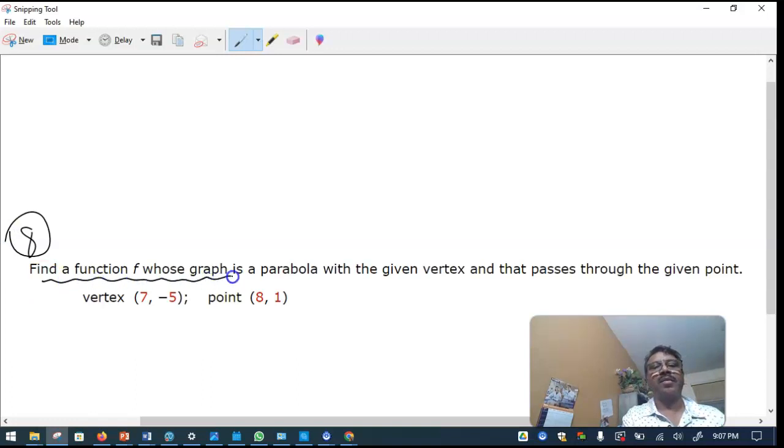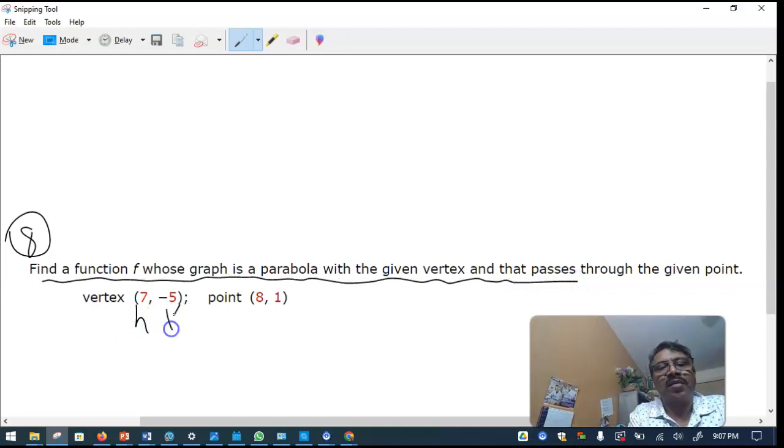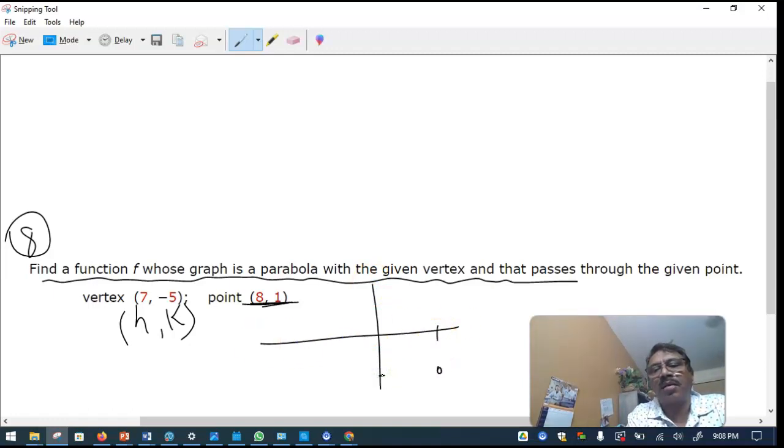Find the function f whose graph is a parabola with a vertex. Given the vertex, the moment you know the vertex is like (h, k), right? So that's h and k. And they give a point here which goes through (8, 1). It's something like, maybe this is 7, this is minus 5, this is the point, and it goes through the point (8, 1). So if this is 7, 8 will be somewhere here, right?